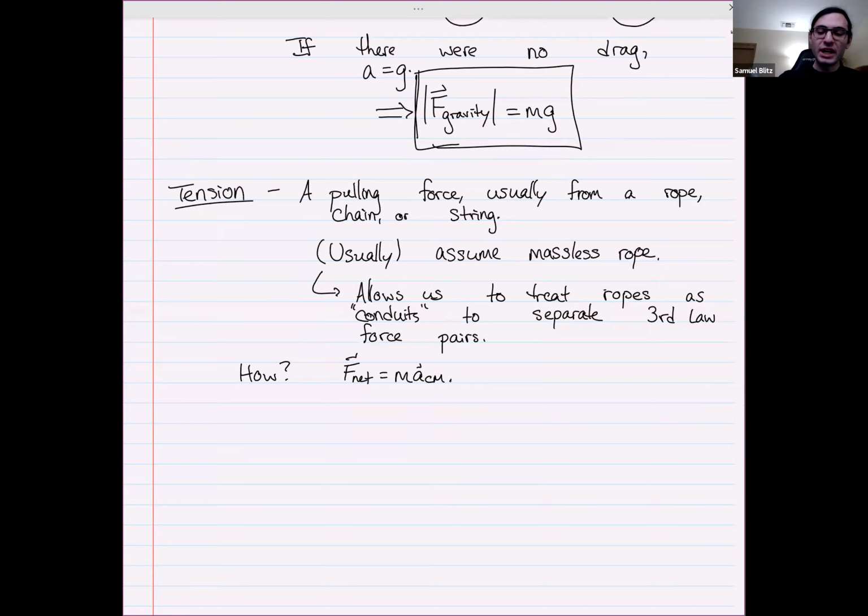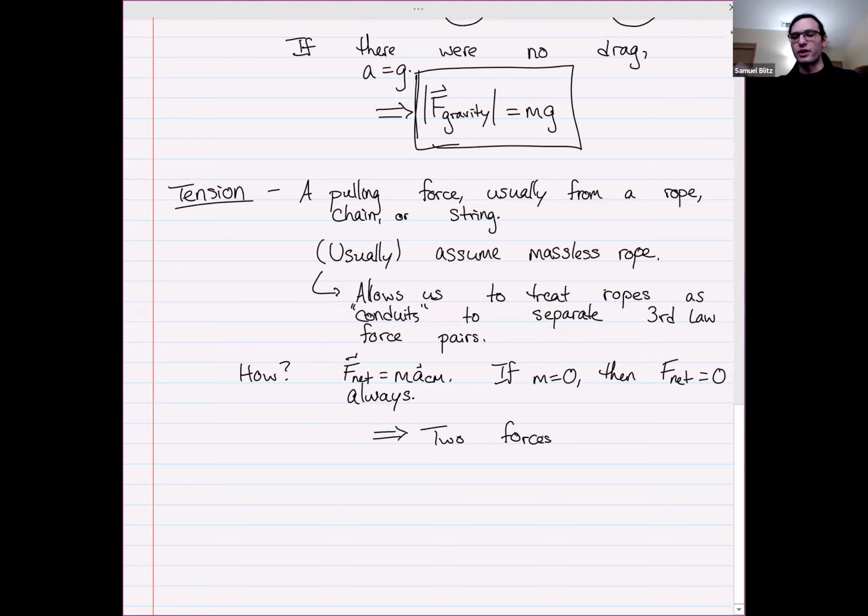So the point is if the mass is 0, then, assuming the acceleration is not infinite, the net force is always 0. What that implies is that if the net force on a massless rope is always 0, it means that the two forces on either end of the rope, maybe two people pulling on either end of the rope, have to cancel.